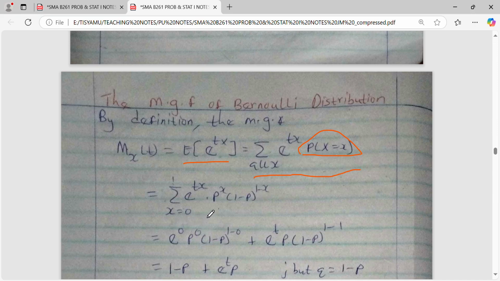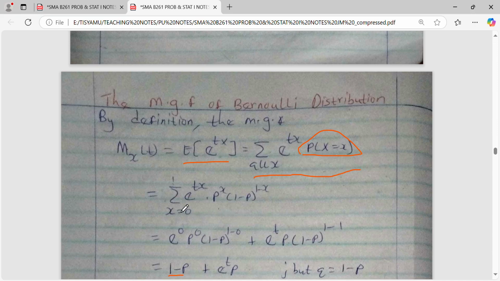So we begin by substituting the value of x with 0. So where this x, we put 0. So we are going to substitute 0 here. We remain with exponential of 0. Here we have p raised to 0. Here we have 1 minus p raised to 1 minus 0. So exponential of 0 is 1. P raised to 0 is 1. So here we are going to remain with 1 minus p.